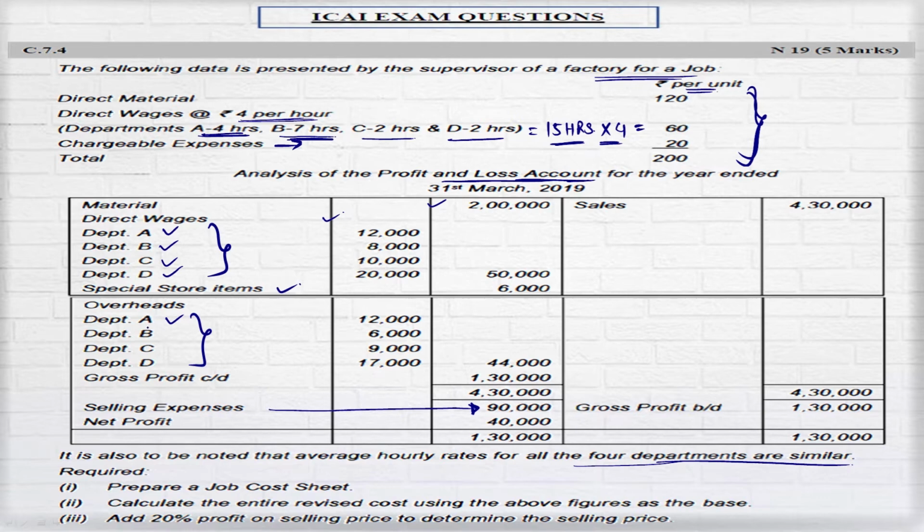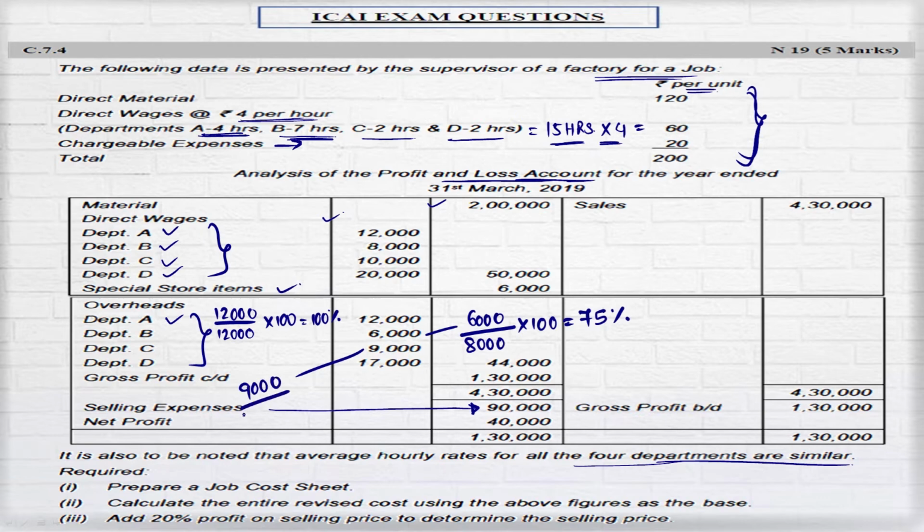What will be the department A overhead absorption rate? 12,000 divided by 12,000 multiplied by 100, which is 100%. 100% of direct wages, right? So wages also we will have to distribute. That is all right. Department B, what will be your overhead absorption rate? 6,000 divided by 8,000 multiplied by 100. 75%.